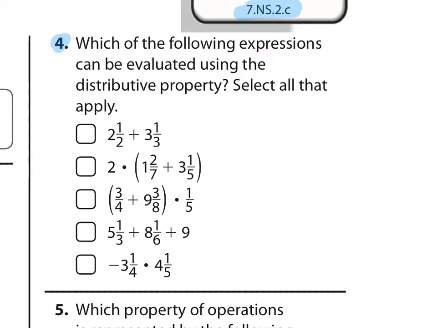It says, which of the following expressions can be evaluated using the distributive property? Select all that apply. And we know the distributive property is where you have a number outside the parentheses that is being multiplied by the group, so you could distribute or multiply that number to each term in the group. So we could do this second choice because 2 could be multiplied to each term. We could choose this third choice because 1/5 can be multiplied to each term. Even though it's behind the parenthesis, it still works the same way. It's still multiplying.